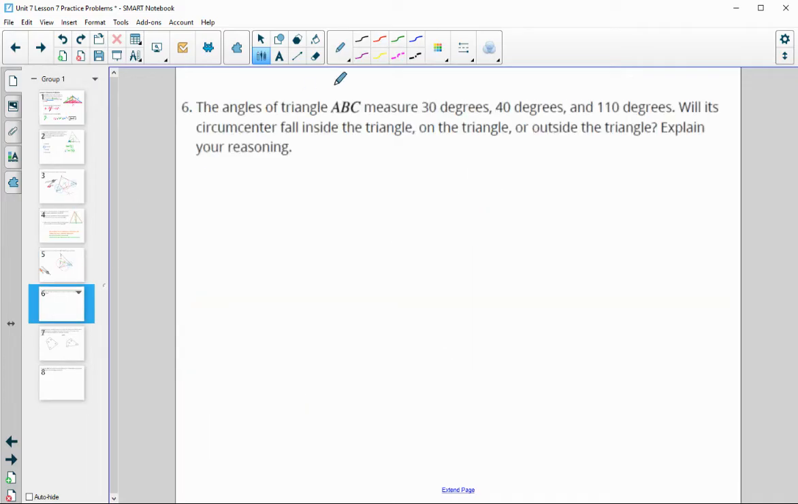Number 6, the angles of a triangle measure 30, 40, and 110 degrees. Will the circumcenter fall inside the triangle, on the circle, or outside the circle? Since it's an obtuse triangle, the circumcenter is going to be outside of the triangle.